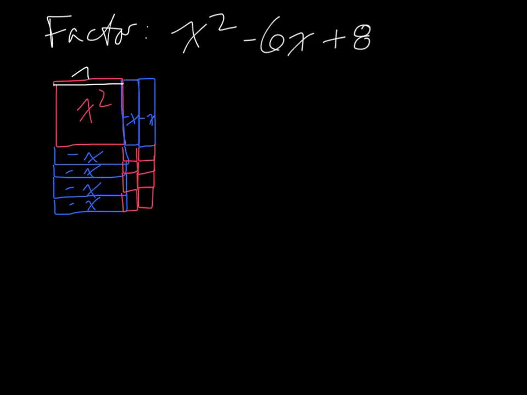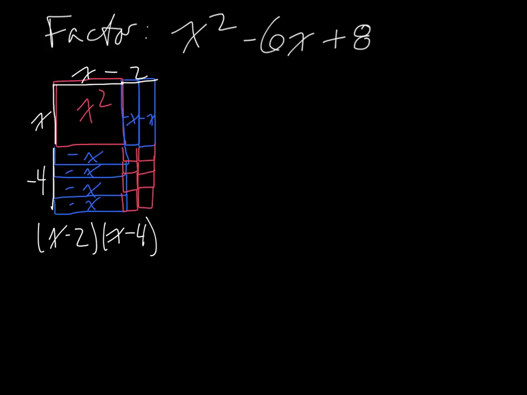That's x in length, and there's 2 negative pieces, so I'd say minus 2. That's x in length, and that's minus 4 in length. So that would give me x minus 2, x minus 4.